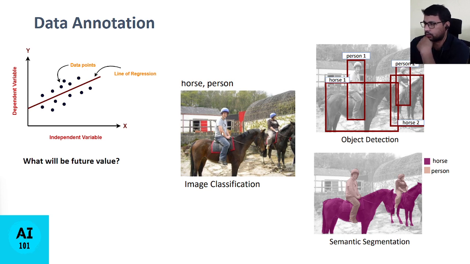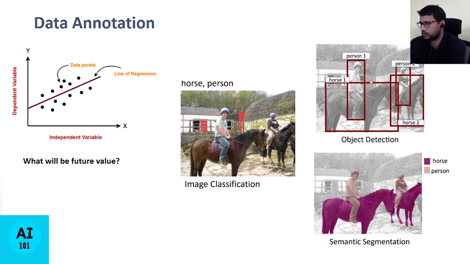This is the classification problem, as you know. In this classification problem, we categorize based upon the presence or absence of a category. For example, here horses and persons are present, so we annotate these images as horse and persons.